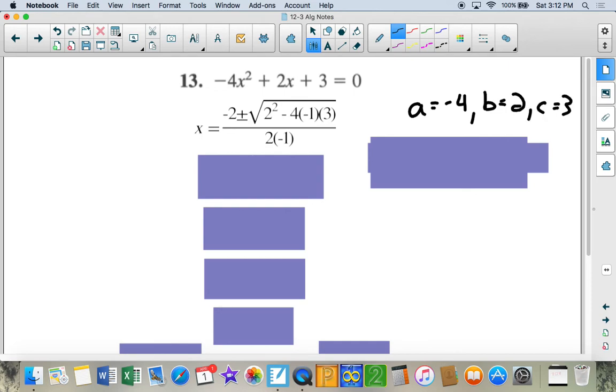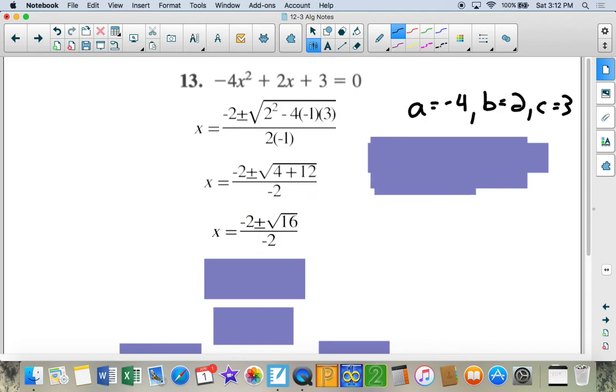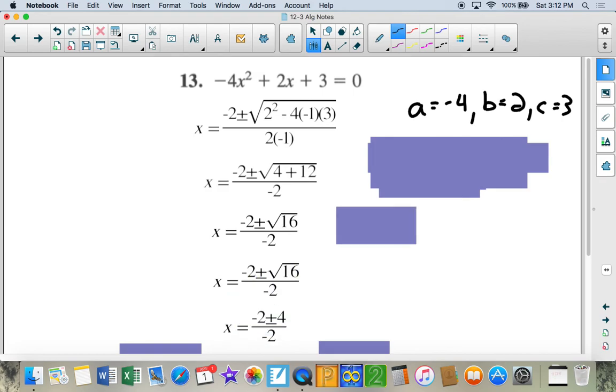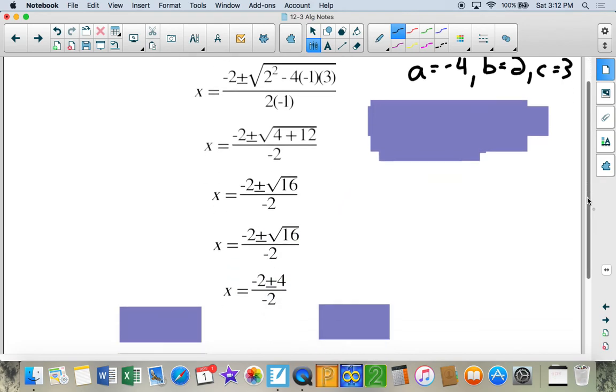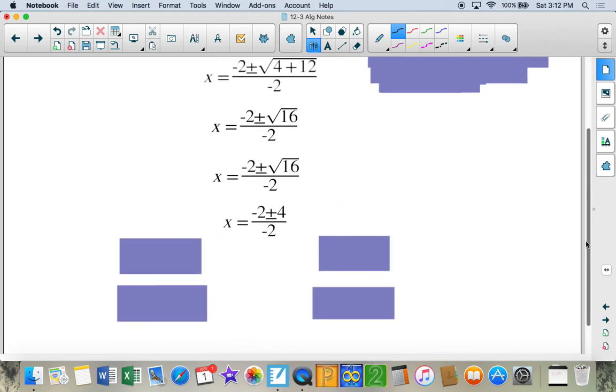So we plug in the opposite of B, which is negative 2, plus or minus the square root of 2 squared minus 4 times negative 1 times 3, all over 2 times negative 1. We get the square root of 16, and we're going to simplify that. The square root of 16 is 4.